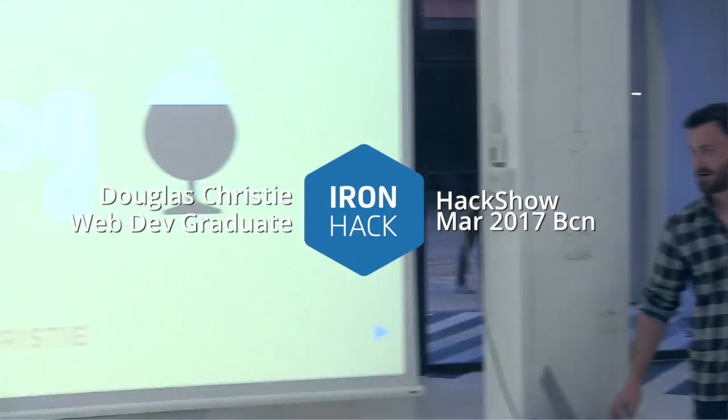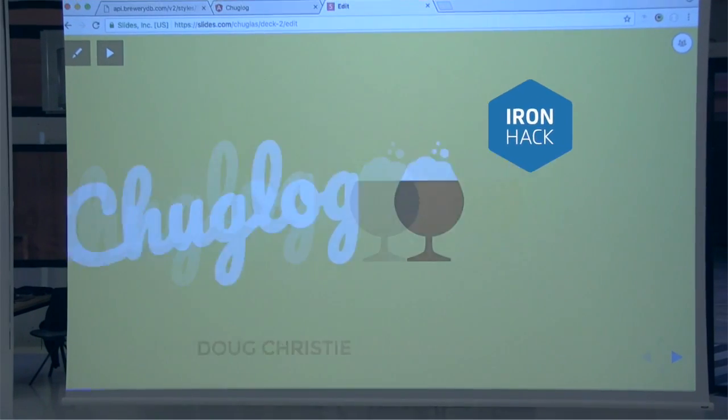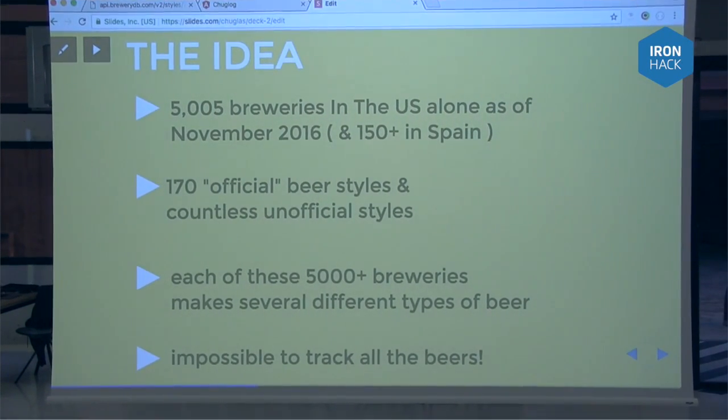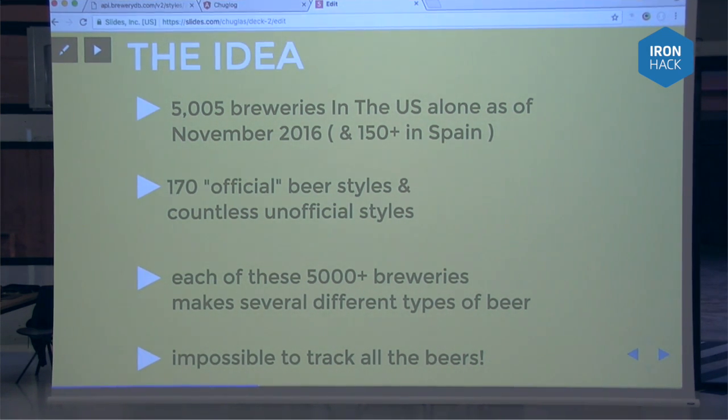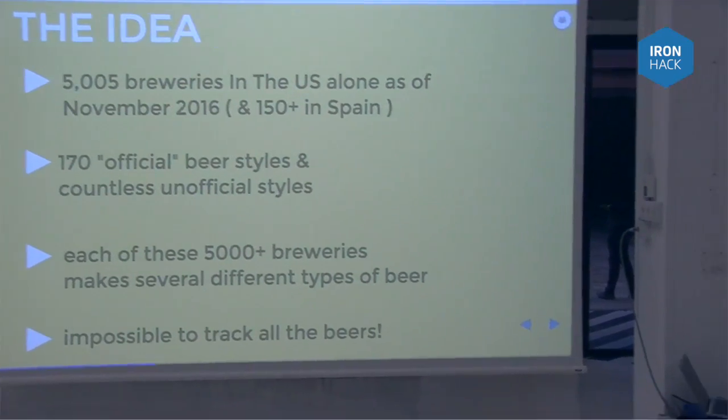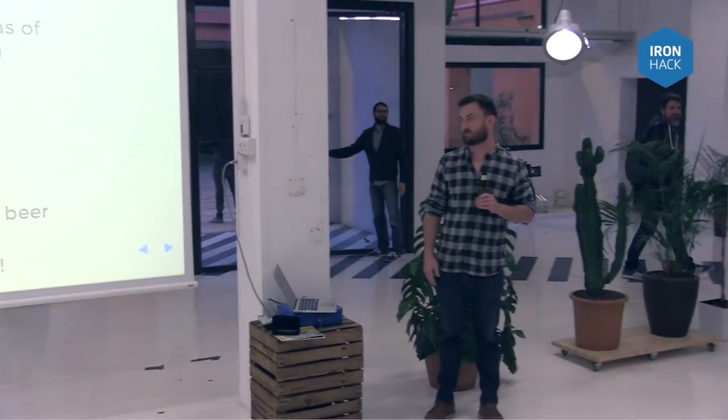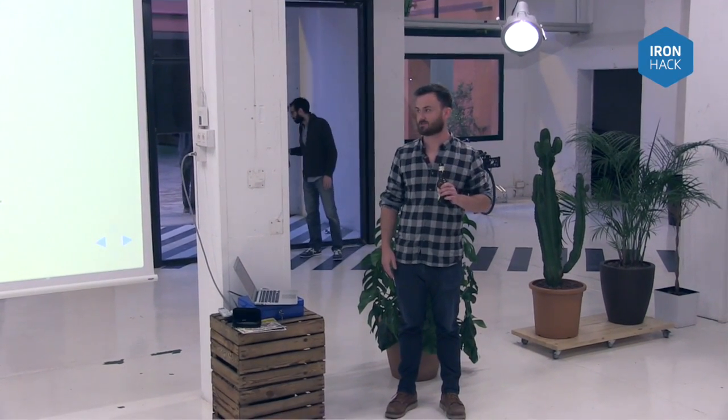It's called Chuglog, and the idea behind it is that I'm from the US, from Colorado. In the US, the number of small breweries that are opening is getting out of control. As of November of last year, there were over 5,000 breweries in the US alone. I checked, and there are even up to 150 in Spain, which is pretty cool because most of what you see is Moritz and Estrella.